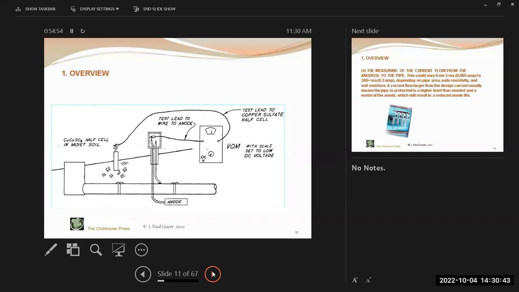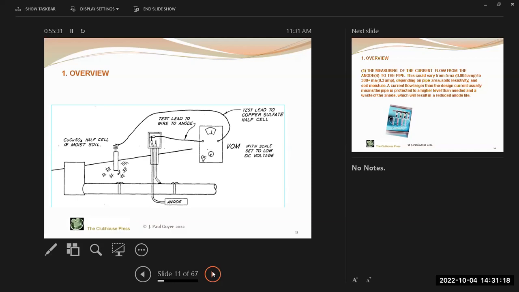And so this is the fourth test, which is measuring the current flow from the anode to the pipe. And this could vary from 5 milliamps to 300 or more milliamps, depending on pipe area, soil resistivity, and soil moisture. And that, of course, is because the soil is part of the electrical circuit that you've constructed.